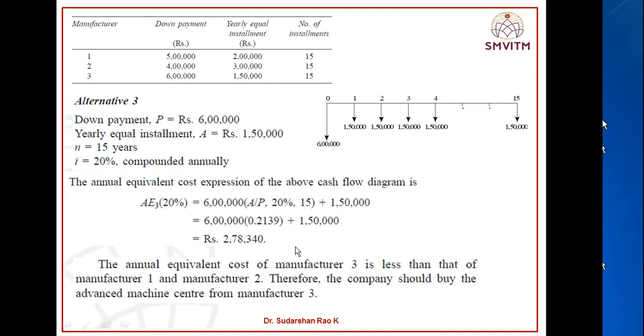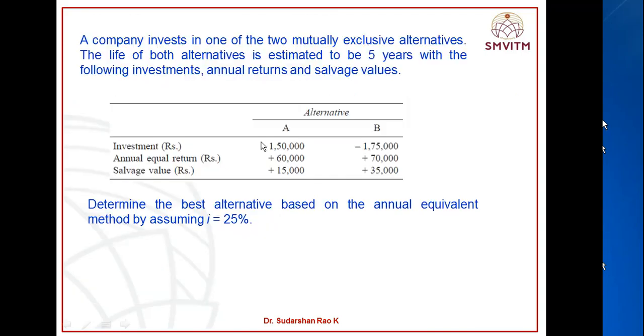So, one more problem, we'll discuss the second one. A company invests in one of two mutually exclusive alternatives. The life of both alternatives is estimated to be 5 years, with the following investments, annual returns and salvage value. That is the cost details given.